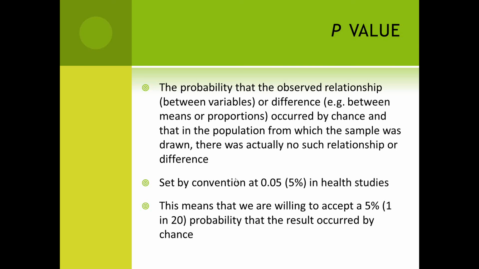So in health studies, we usually set that p-value by convention at least 5%, sometimes even only 1%, depending on the type of study it is. So if it's set at 5%, that means that we'll call something statistically significant if the p-value is less than 5%, but we won't call it a significant difference if it's greater than 5%. So we're willing to accept a 5%, but no more. That's a 1 in 20 probability that the result that we got occurred by chance.